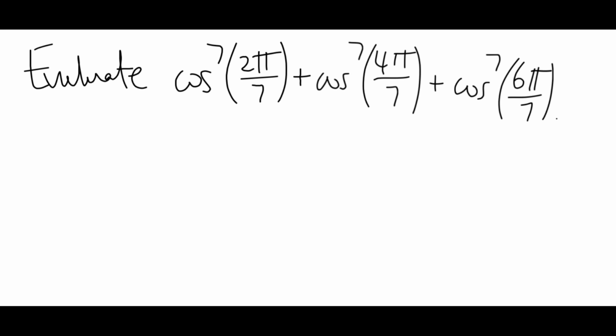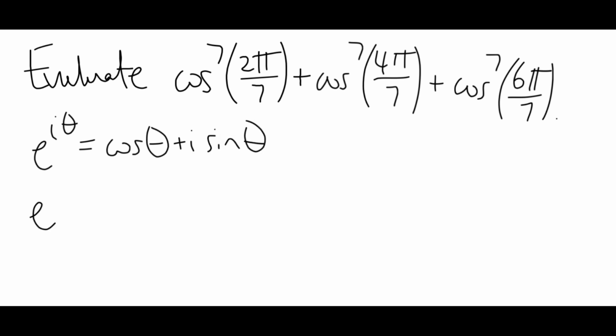In this video, we're going to be evaluating this scary looking trig sum. So it's the sum of the seventh powers of the cosines of 2 pi over 7, 4 pi over 7, and 6 pi over 7. So actually it's not that bad once you use the fact that e to the i theta equals cosine theta plus i sine theta.